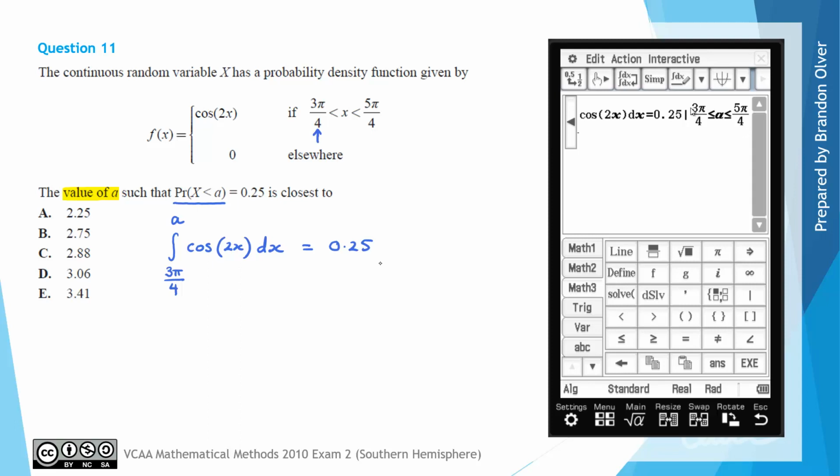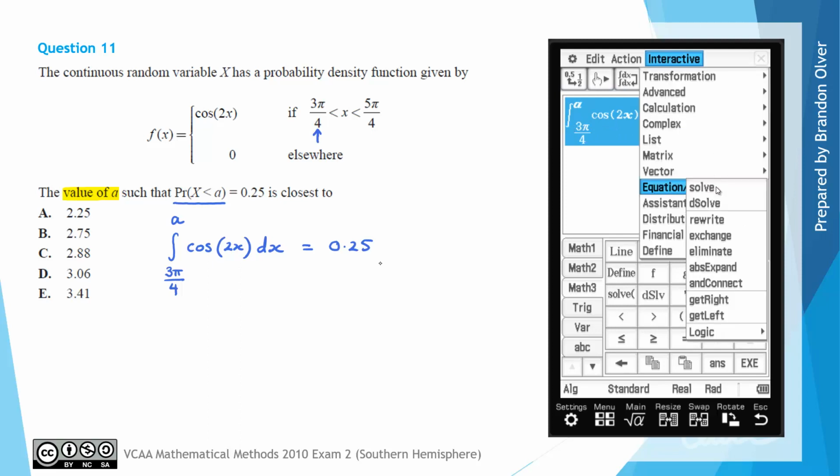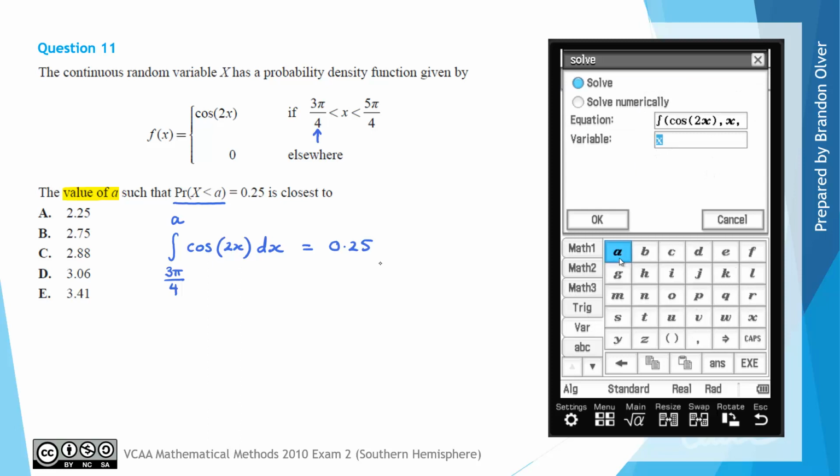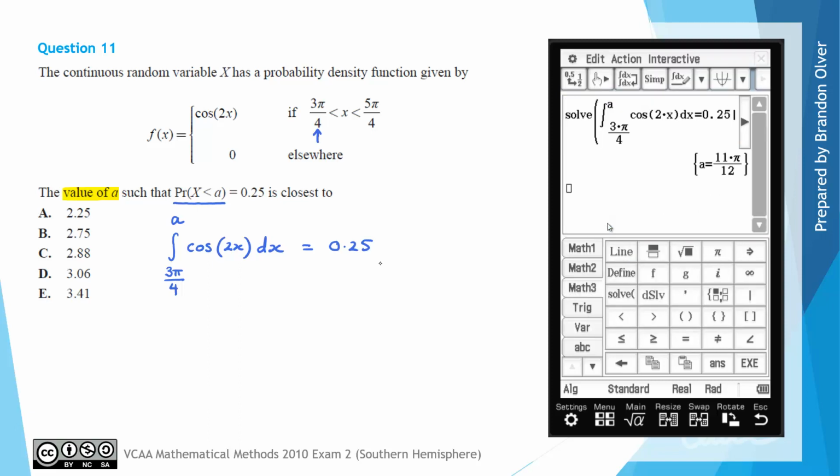So once we've got that typed in correctly, remembering to put our restriction in and make sure that this equals 0.25 is outside of that dx box, we can now highlight all of that. So just make sure the highlighting goes all the way to the end and go interactive, equation, inequality, solve. And we need to swap this x for a, that's what we're solving for, and hit OK.